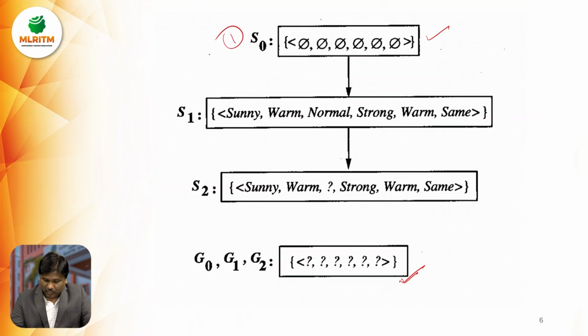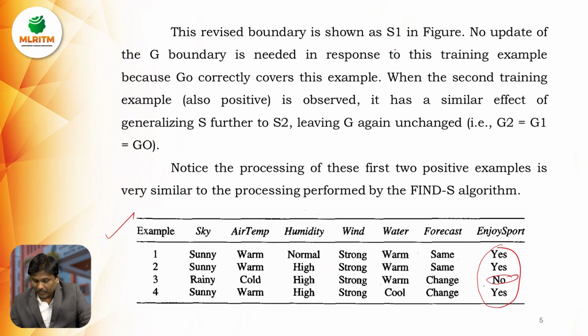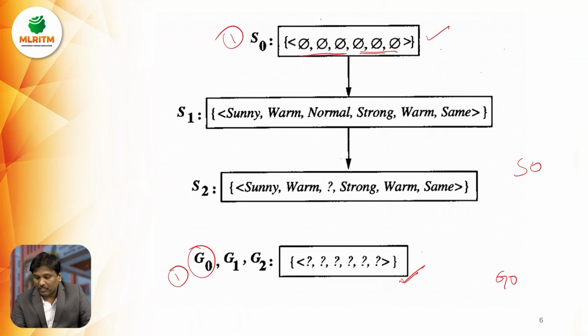Initially we considered these conditions. Here I go ahead with G naught. So the initial conditions S naught and G naught I considered. What is S naught? We considered 6 values. Why do I represent 6 here? I have 6 attributes: sky, air temperature, humidity, wind, water, and forecast. So I represent, or I consider, 6 question marks and 6 null sets. That is how I represent S naught and G naught.